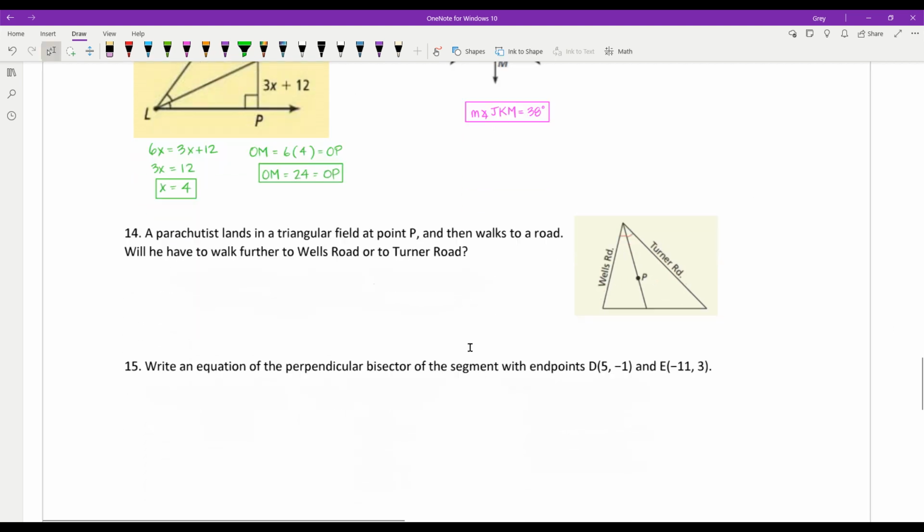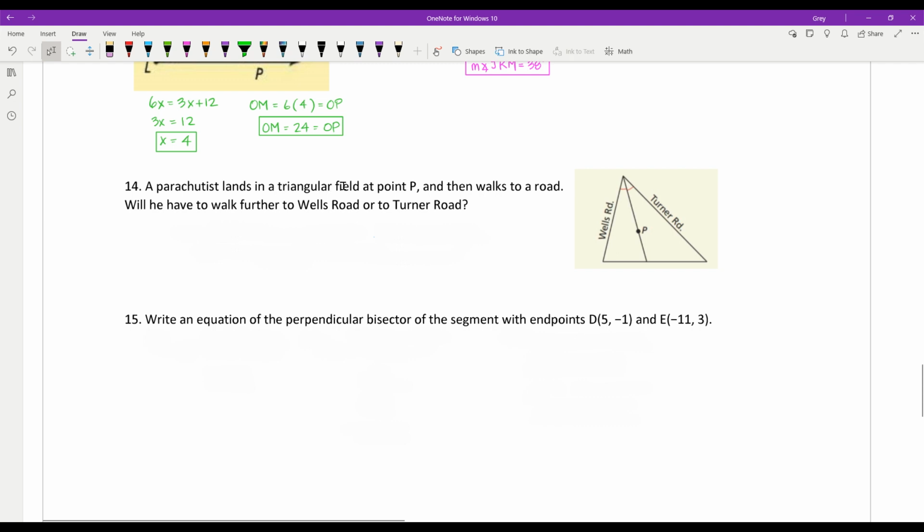All right. A parachutist lands in a triangular field at point P and then walks to a road. Will he have to walk further to Wells Road or to Turner Road? Well, you see by these marks up here, P is on the angle bisector. And if it's on the angle bisector, then the shortest distance is that distance, and it would be perpendicular. So the distance from P to either side of the angles are the same. So, both distances are the same because P lies on the angle bisector.